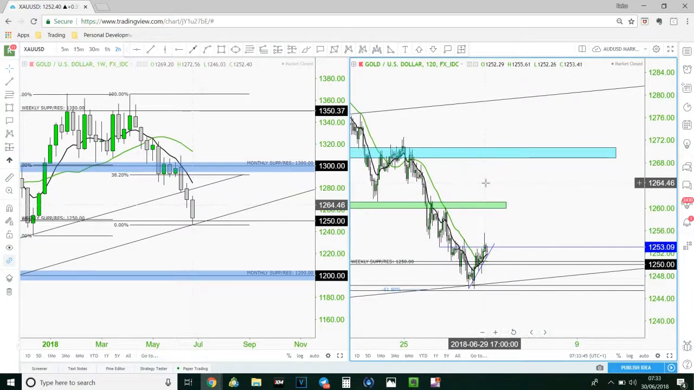So that's pretty much it, a quick analysis for you guys on gold. Hopefully this analysis plays out during the week, and if it does, you guys will be able to see it on your charts and be able to get in on the moves as well.